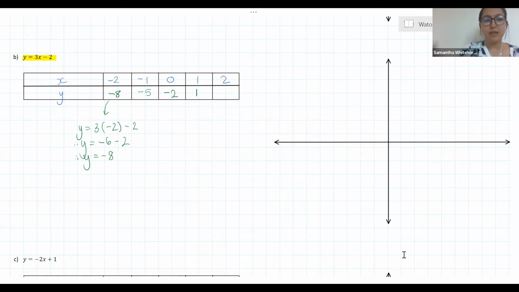Spiwe, would you like to give us the output when the input's 2? Yes, ma'am, and good evening. Hello. I think it is 4, ma'am. Fantastic. Well done. So we've got 3 times 2, which is 6, and then 6 minus 2, which is 4.